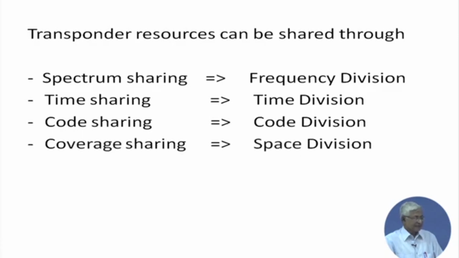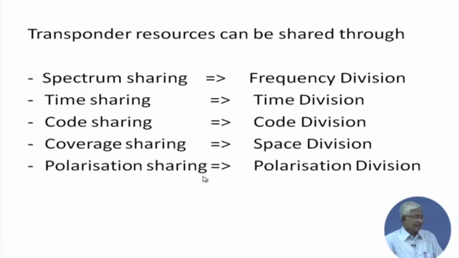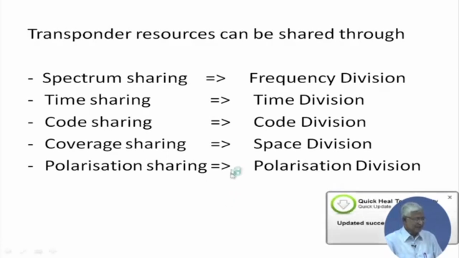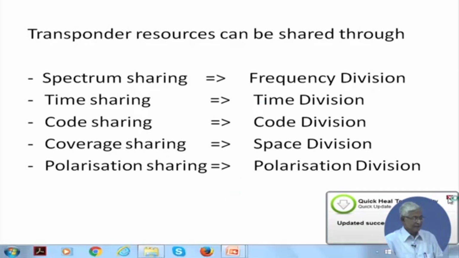Yes. In terms of coverage area, because the satellite can generate some spot beams, and each spot beam will cover a certain area. So, if it is coverage area, it is space actually, so it is called space division multiple accessing. In terms of polarization, if we do polarization division, there are many possibilities. So, some of them we will try to cover here.